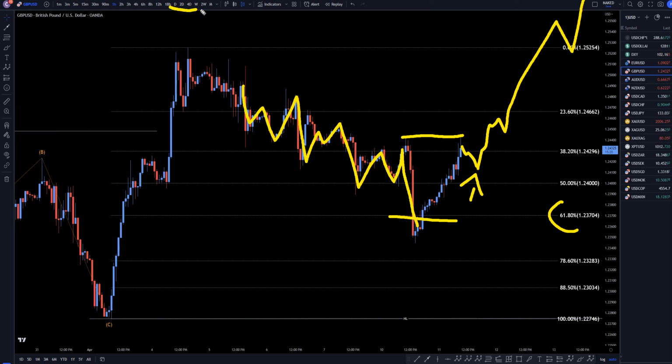All the higher time frames are telling me the trend is up. Shorter time frames, I'm still looking for longs in an uptrend.